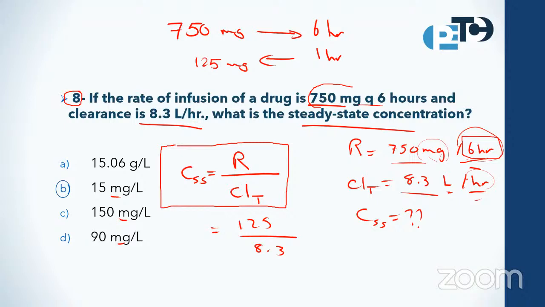How can we do that? Here, 750 milligrams every 6 hours means that every 1 hour, how many milligrams injected? So just divide 750 over 6 to get how many milligrams injected per hour. Then we can divide this number over the total clearance to get the CSS.